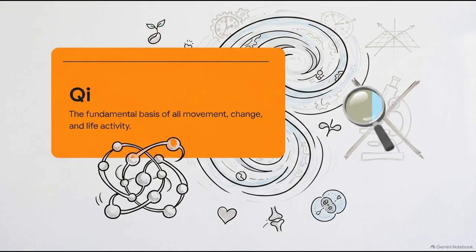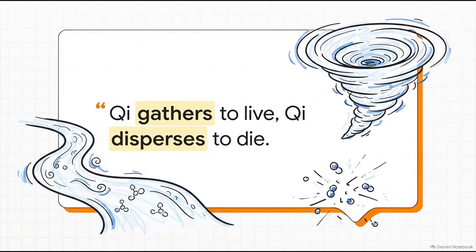At this purely foundational level, it isn't even bound by ordinary space and time, because those are just the dimensions where qi eventually manifests. It is the raw potential and existence from which every specific biological function emerges. Which brings us to this absolutely beautiful ancient quote. Qi gathers to live, qi disperses to die.